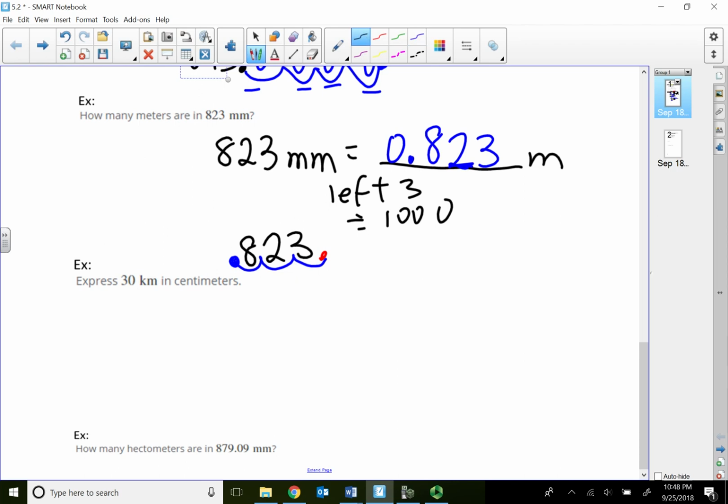All right. 30 kilometers. It's hard to put kilometer in perspective because we don't use kilometers here in the States. Everywhere else in the world uses kilometers. We use miles. All right, 30 kilometers is equal to so many centimeters.